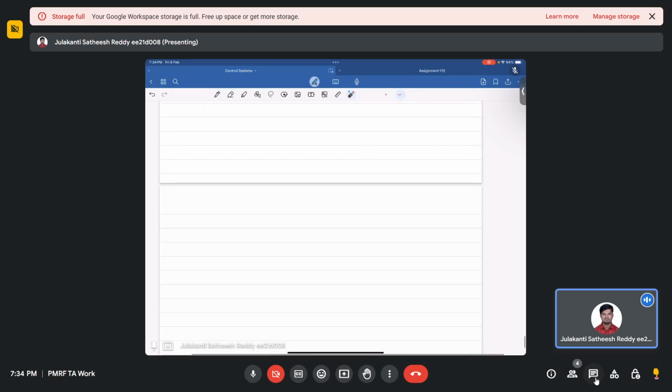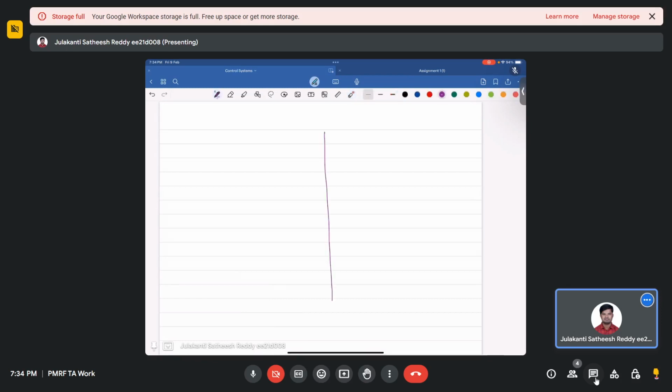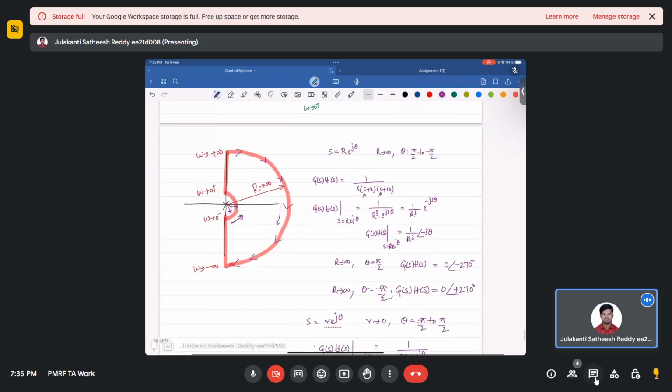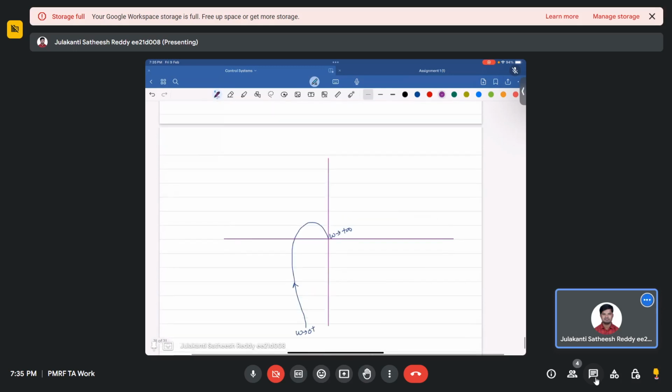Now let's do that. Let me draw for positive. So what is the positive? It is like this, right? So this is the path, omega tends to 0 plus to omega tends to plus infinite. And the next path is the mirror image, you can take it. So what is the mirror image about the x-axis? It is like this, right? Omega tends to minus infinite to 0 minus.